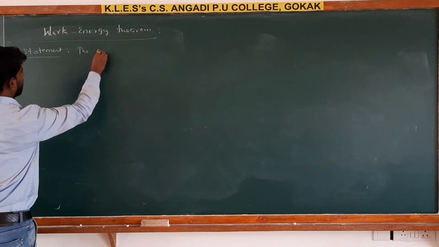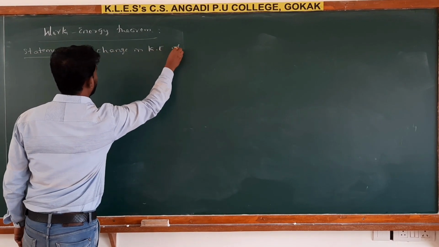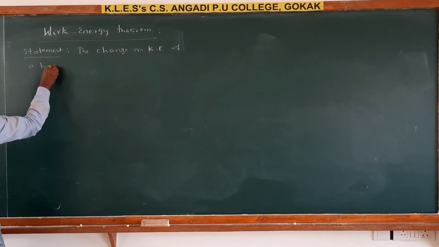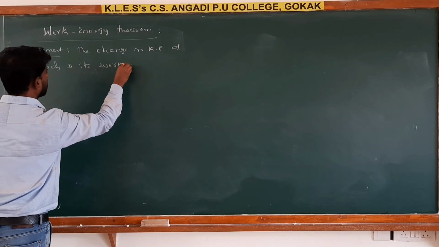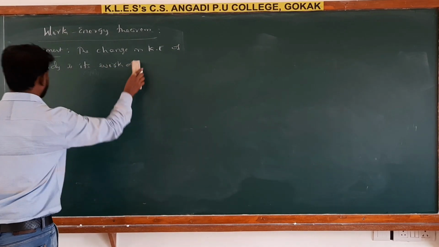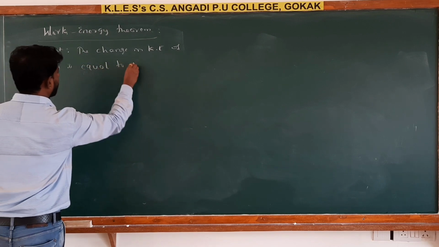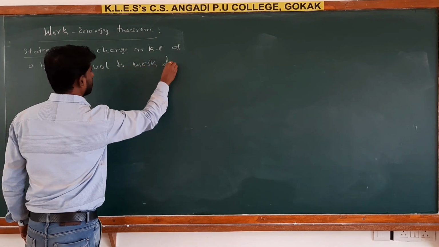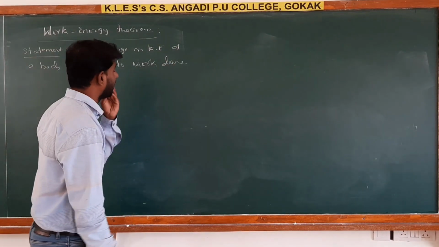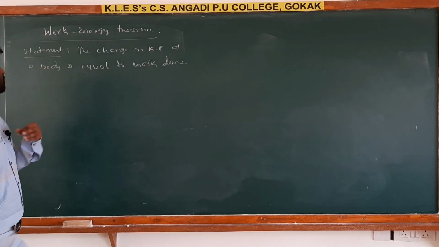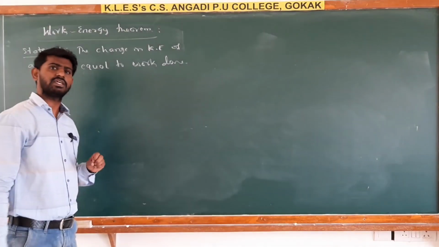As per this, the change in kinetic energy of a body is equal to the work done. It is not only for kinetic energy, we can also write it for potential energy. First we will say about the kinetic, later we can go for the potential. So the statement is: the change in kinetic energy of a body is equal to the work done.